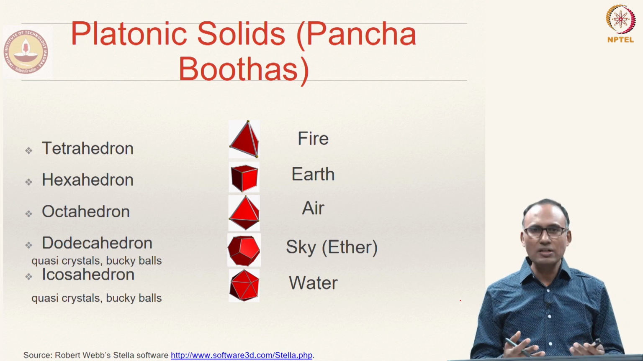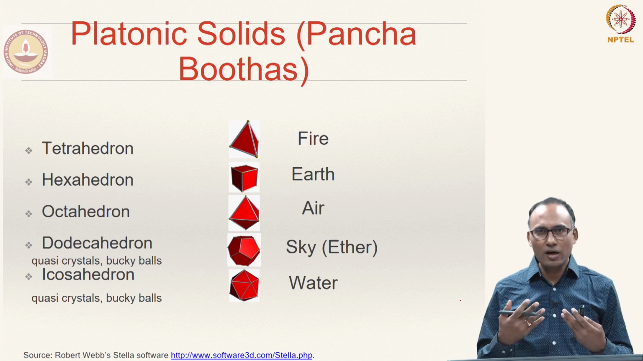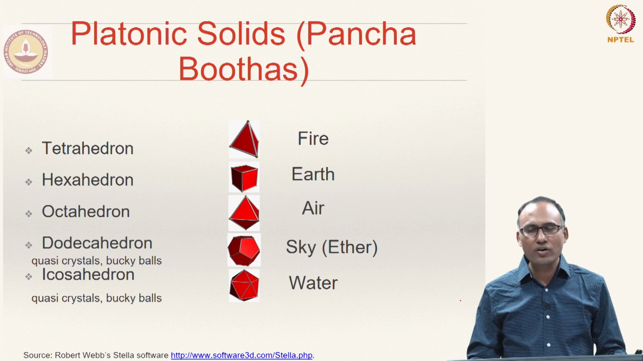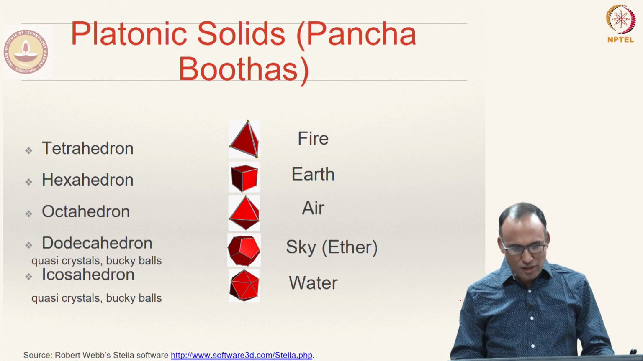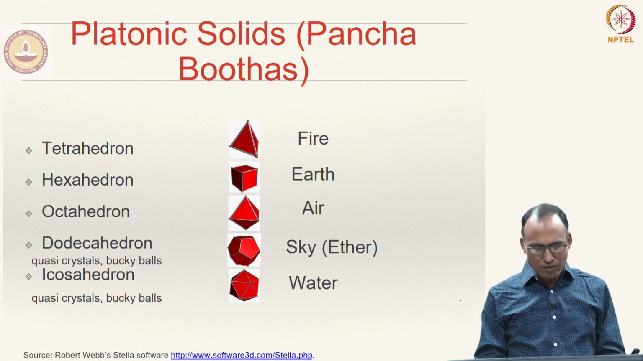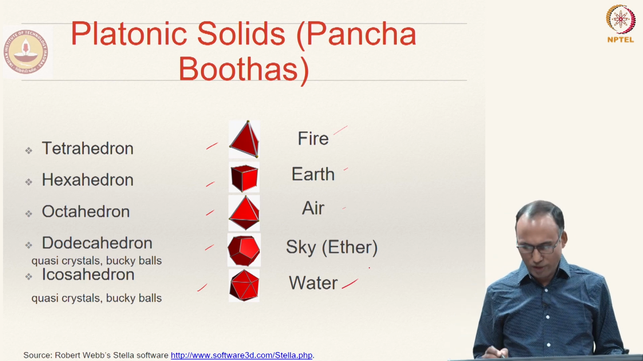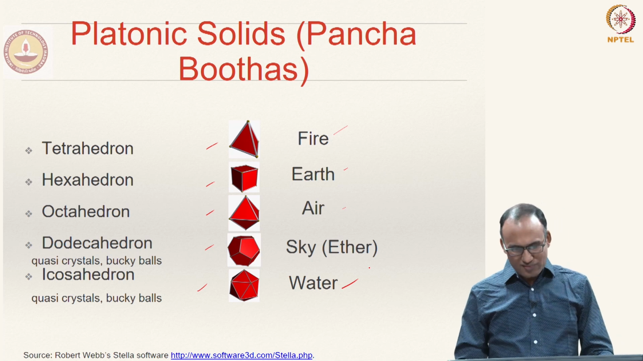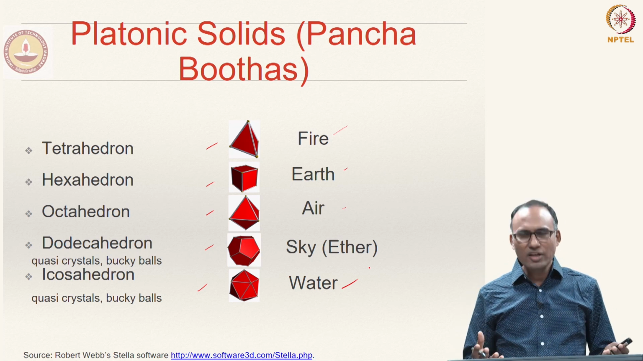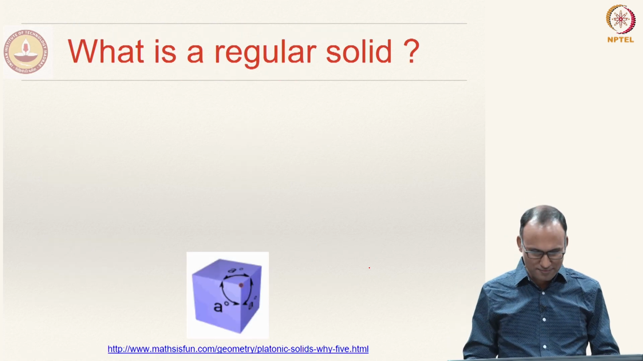In Indian mythology, we believe that the entire world is made of Panchabhutas, right. So, in a corollary, people have historically connected these 5 Platonic solids with the 5 elements like fire, earth, air, ether or sky and water, right. It is only a philosophical connection just to say that only these 5 of them will make the entire universe.